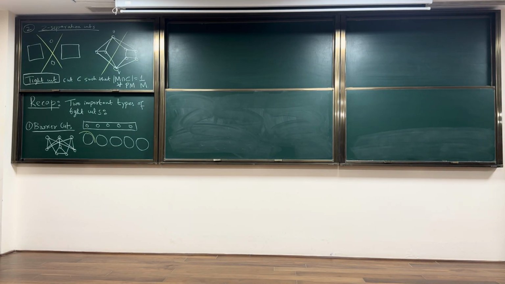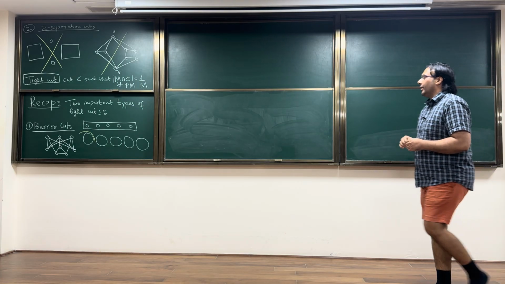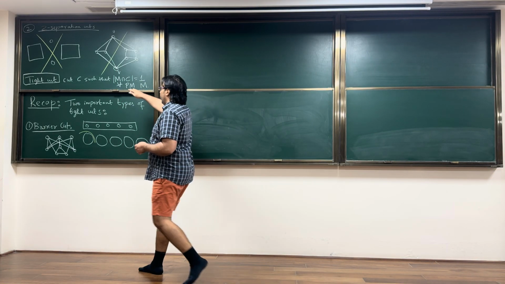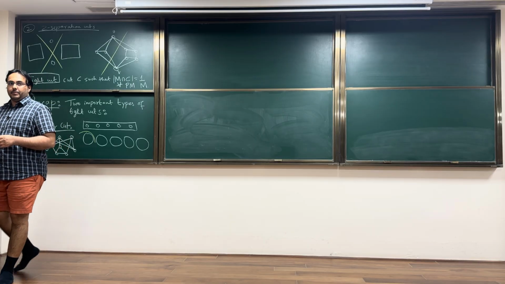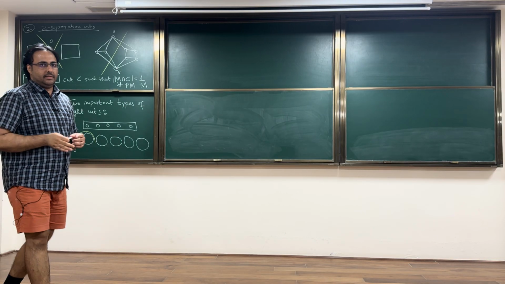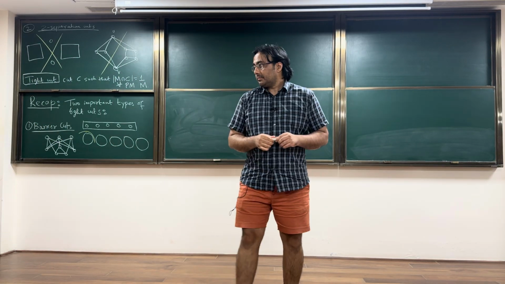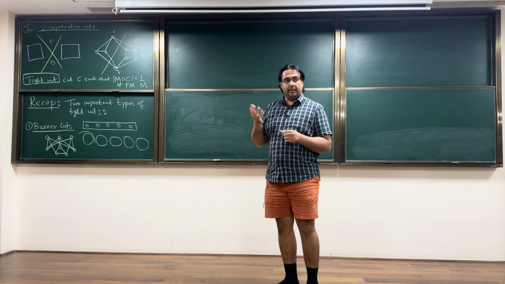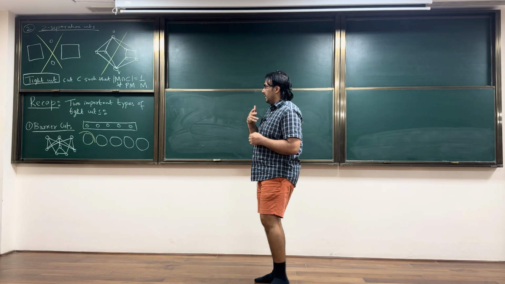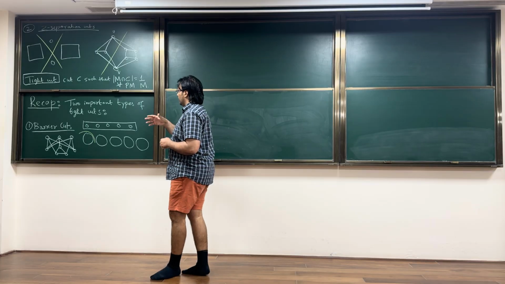Okay, so let's do a quick recap, right? We have been talking about tight cuts. A tight cut is any cut that meets every perfect matching of the graph exactly once, right? And we have seen two types of tight cuts. They are actually important, as you will see throughout this course.